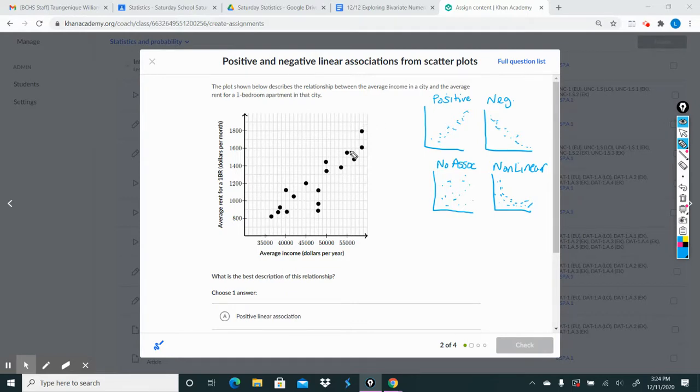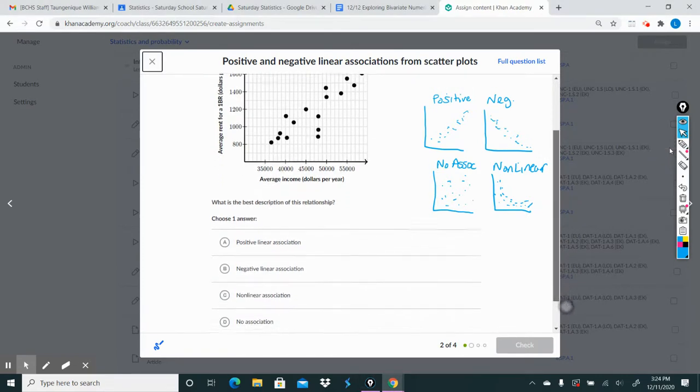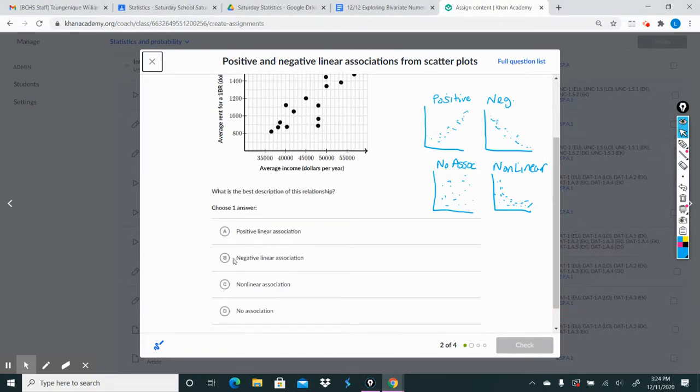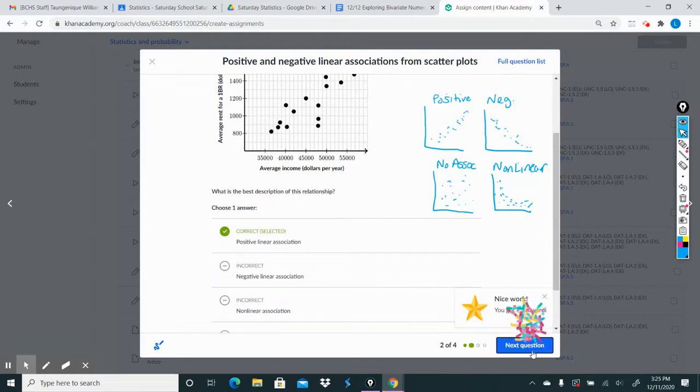It's not a very tight line here, but I would say that this is a moderate to strong correlation, and we'll get into that a little bit later, but definitely a positive linear association for this graph. As we look here, we have our available options: positive linear association, negative linear association, nonlinear. It does not curve. It's not all over the place for no association. And it's not negative because as the income increases, the average rent does not decrease. So it would be a positive linear association.